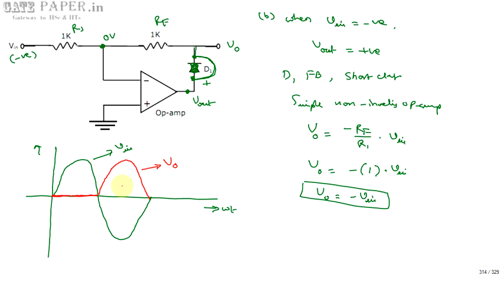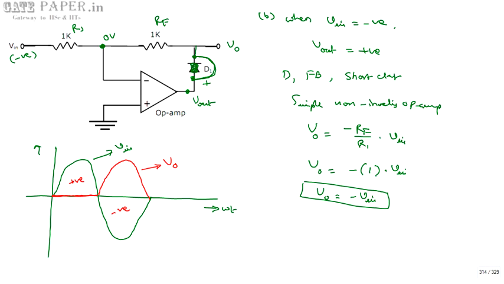So V input and V out. This is during the negative half cycle, this is during the positive half cycle. V naught and V in. So the red color waveform is the required answer for this question.